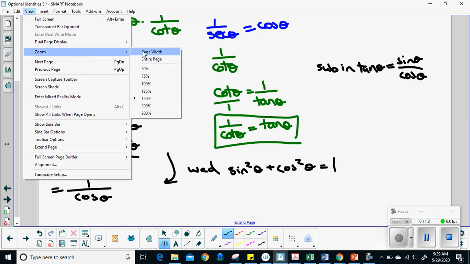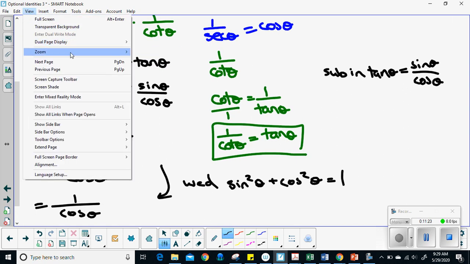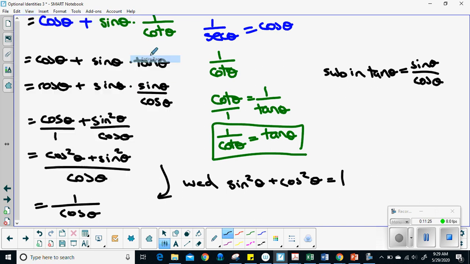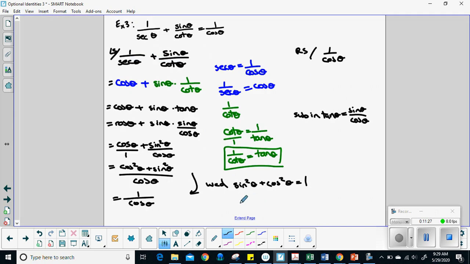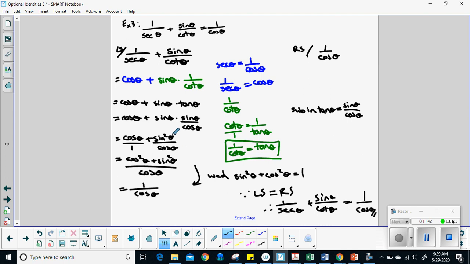So there's more than one way to do these. Okay, and that's okay. There we go. Now we can see the whole thing. Now we can see that, yes, we made it. Left side equals right side. Therefore, 1 over secant plus sine over cotangent equals 1 over cos. Okay. I just did a shorter way. And that's okay. Sometimes you have no idea where you're going. And that's okay.